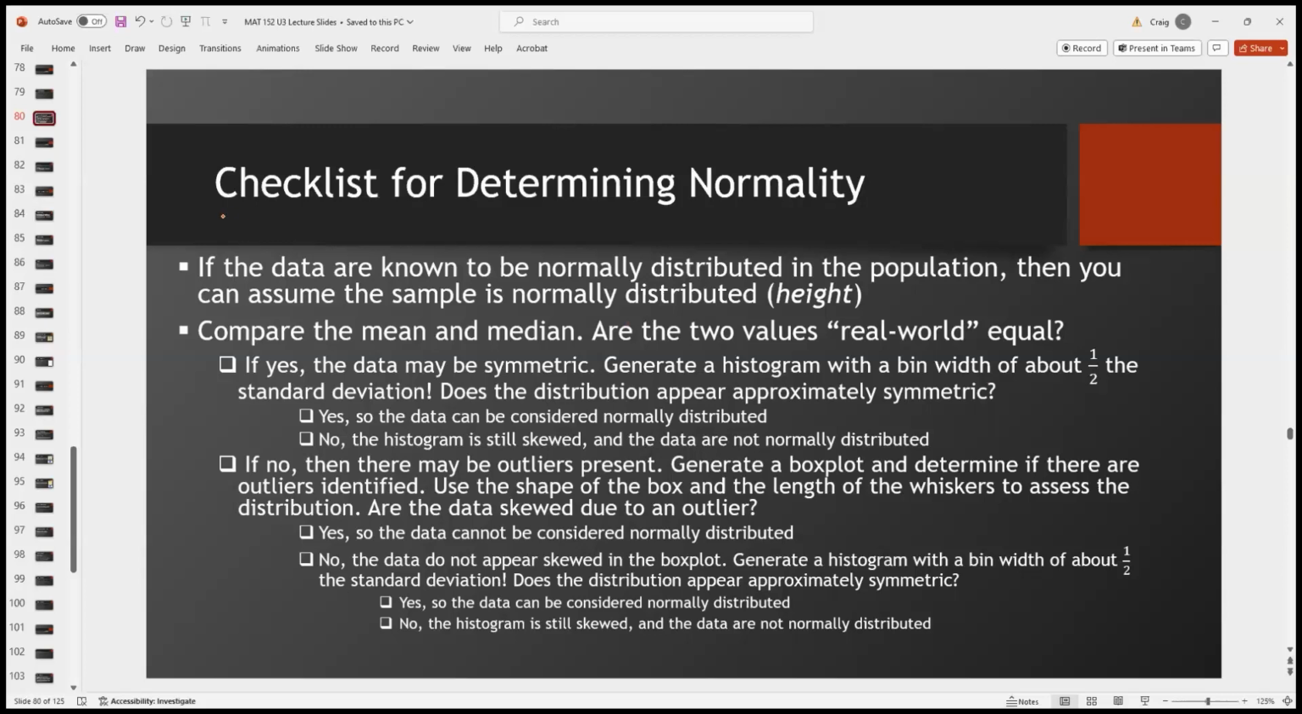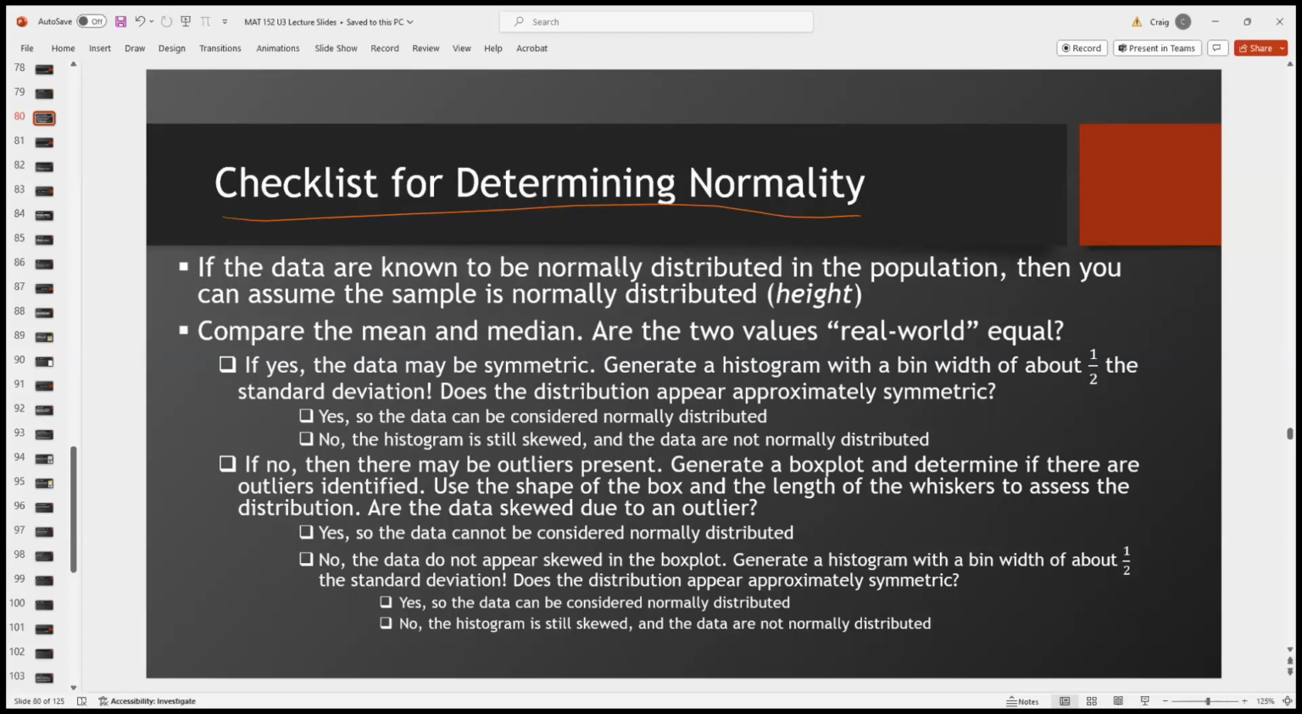Just so you all know, this checklist was made by me. I made it as a way for you to go step by step through the steps that I generally go through when I am trying to determine if data would be considered normal, or if we can consider it normal. The first part is really simple, and it's just something that you have to recognize.